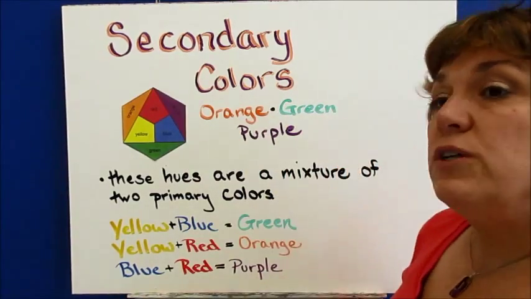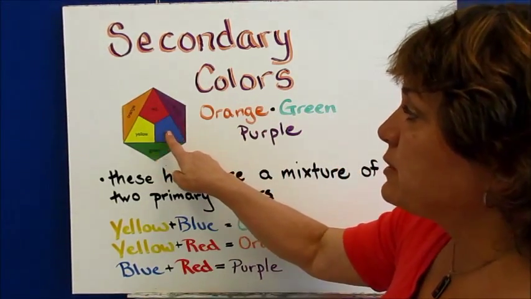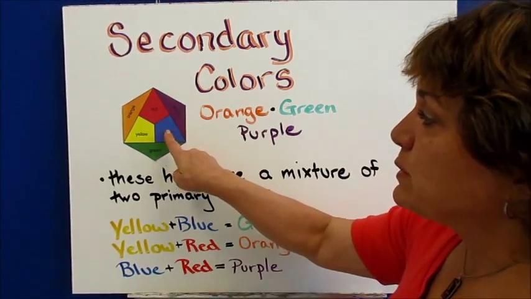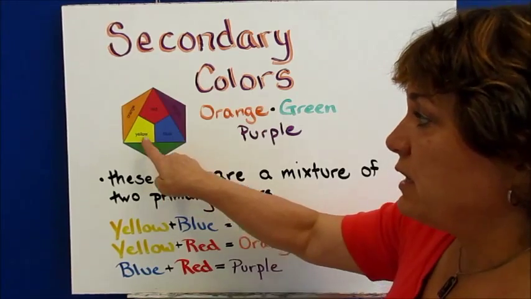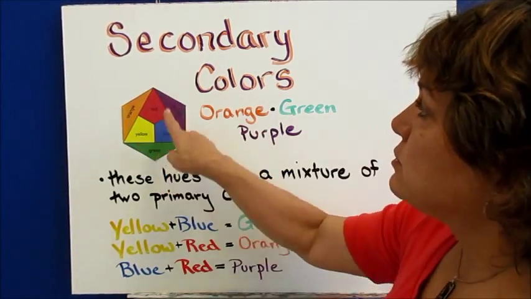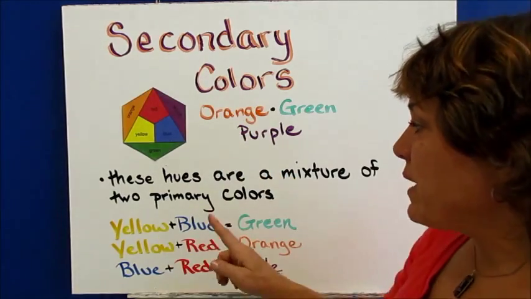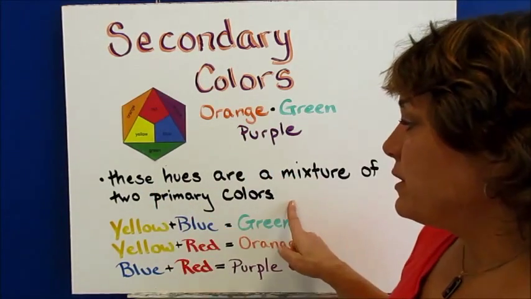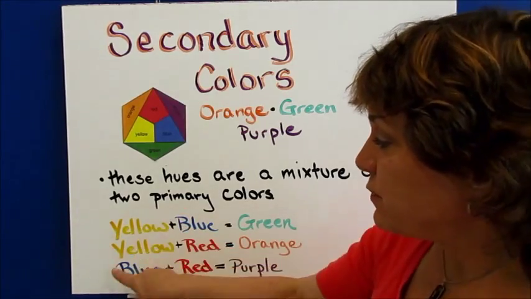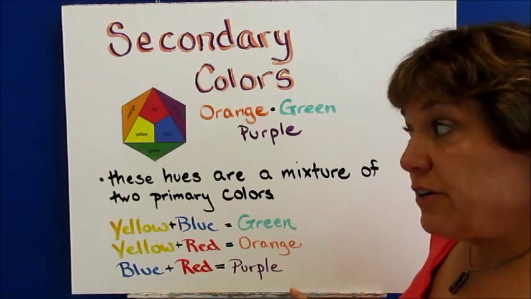Secondary colors are the ones you mix when you mix two primaries together. If I mix red and blue together, I'll get purple. If I mix blue and yellow together, I'll get green. If I mix yellow and red together, I'll get orange. Those three colors are called the secondary colors. We make those by mixing two primary colors together. Green, orange, and purple, these are the formulas. These are the secondary colors.